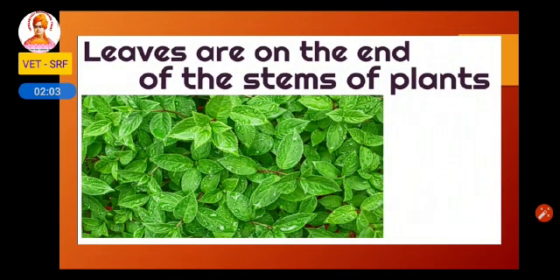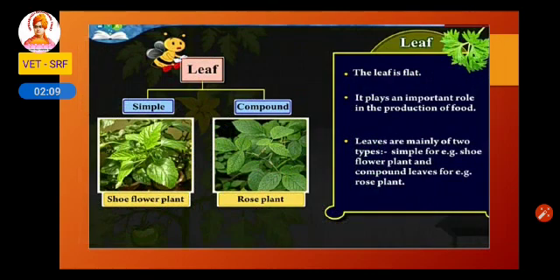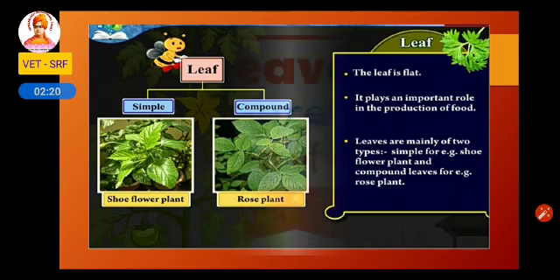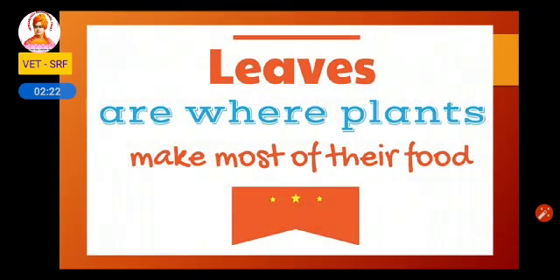The next is leaves. Leaves are seen at the end of the stems. Leaves are flat. They play an important role in the production of food. Leaves are mainly two types, simple leaf and compound leaf. Leaves are where plants make their own food. So this is the characteristic feature of plants.